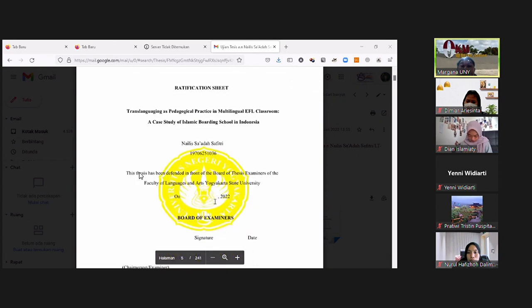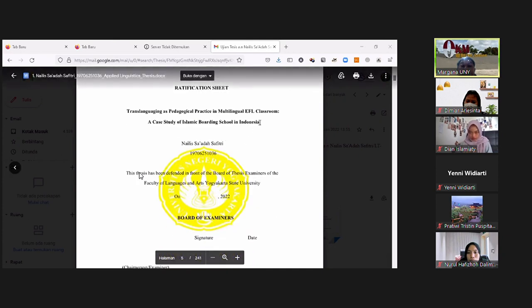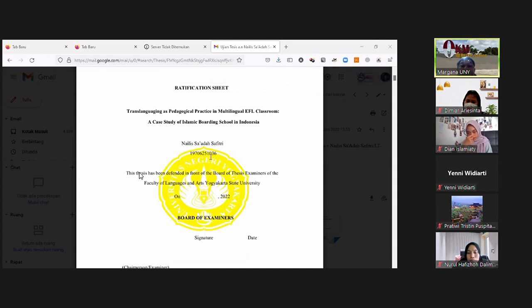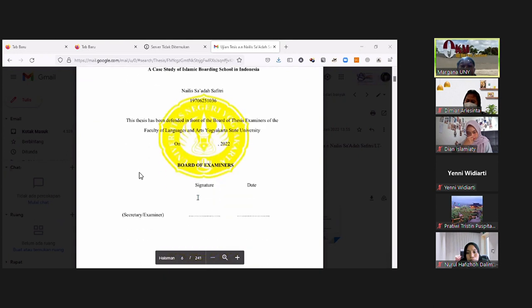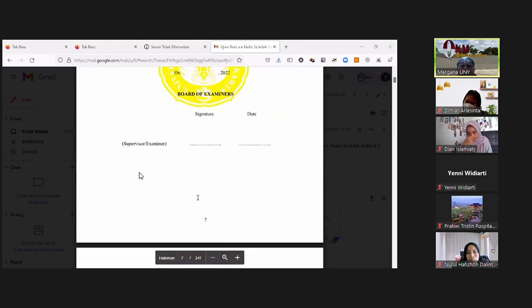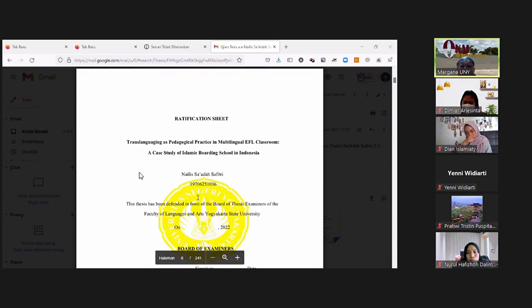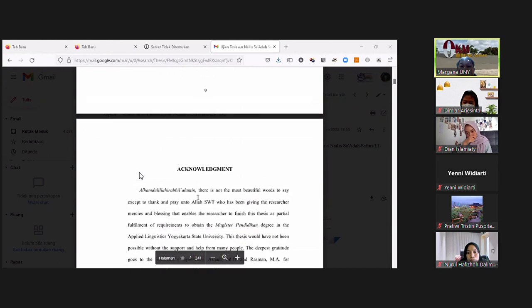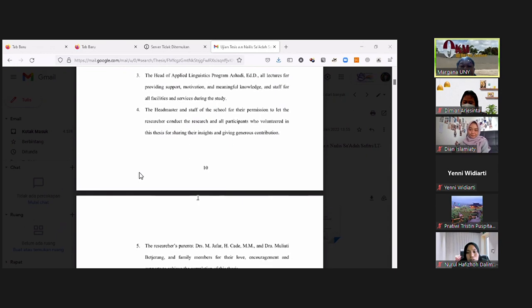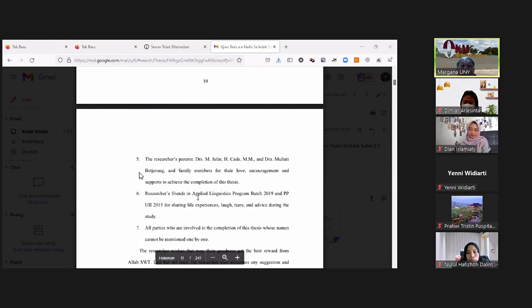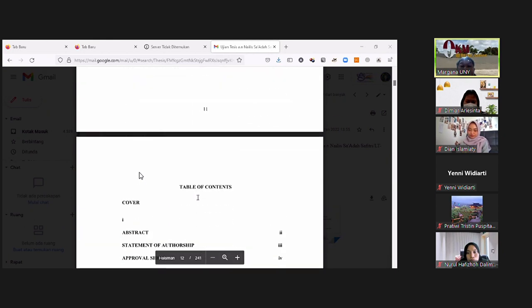Then you have a ratification sheet, everybody, by having the title and then your name, student number, and then board of examiners. Select one. Yeah, it depends on the format. You may have one for all the board examiners or one by one, that's okay. Okay, then acknowledgement. I think you have been familiar with acknowledgement, the necessary people who are addressed to acknowledge your writing, everybody.